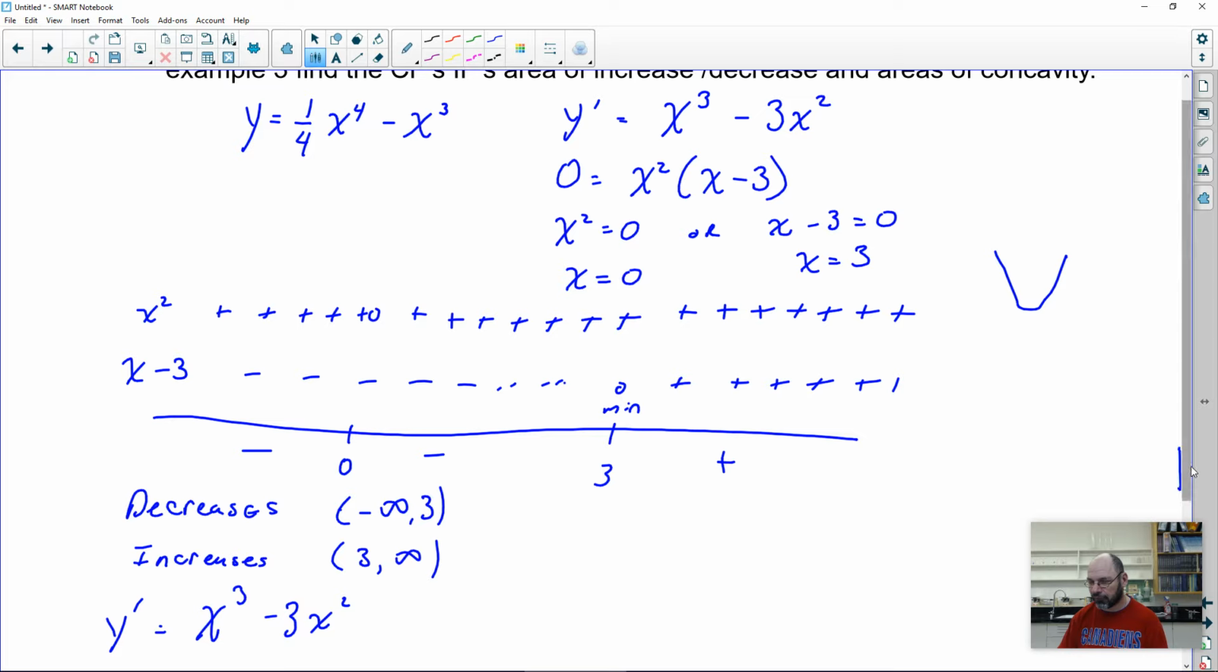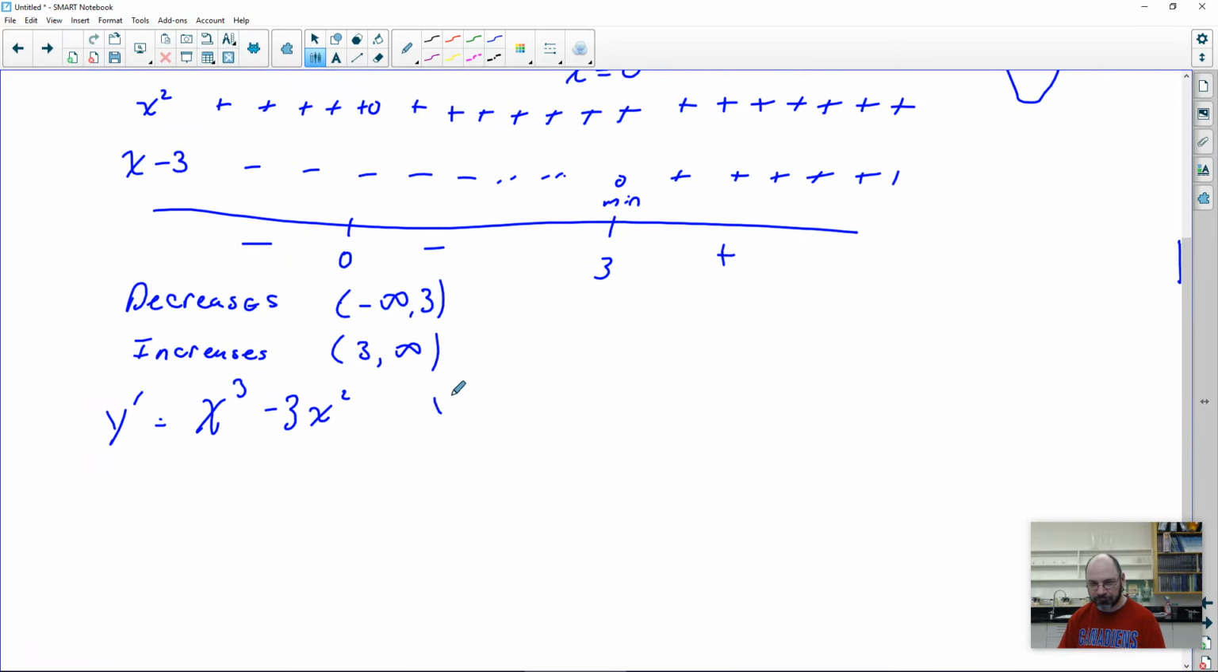So now we can do the second derivative test. So this would be 3x squared minus 6x is our second derivative, I guess. We're going to set this to 0. So we can take out 3x. Okay. And then we have x minus 2.